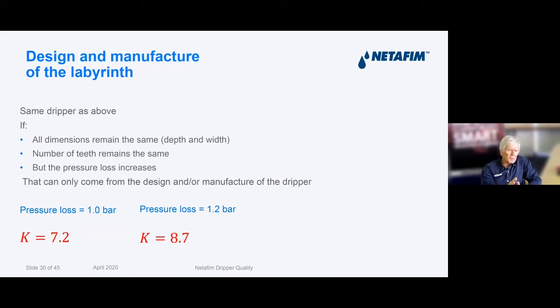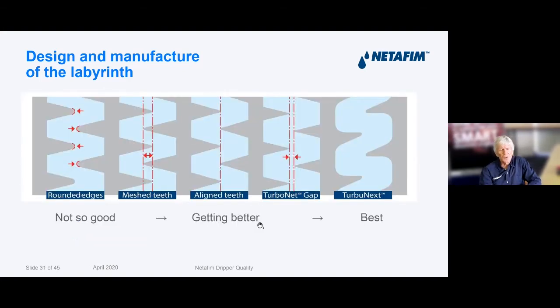So with all those dimensions remaining the same, if we manage to increase our head loss from 1 bar to 1.2, we increase it by 20%, our turbulence coefficient will increase from 7.2 to 8.7. Now, how do we do this? Let's have a look at the labyrinths through the ages or in the last 20, 30 years or so.